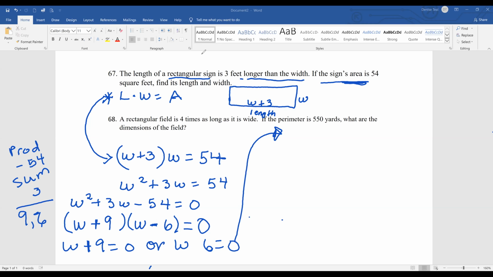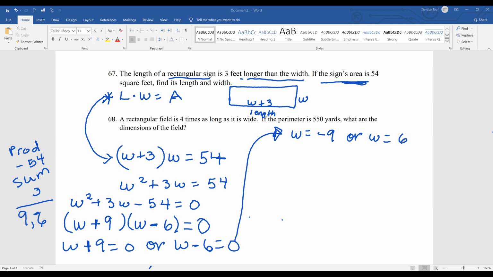Okay, thank you. I love when students make thinking happen by catching a few little mistakes. That's very good. All right, so you have that. So now either W equals negative 9 or W equals 6.